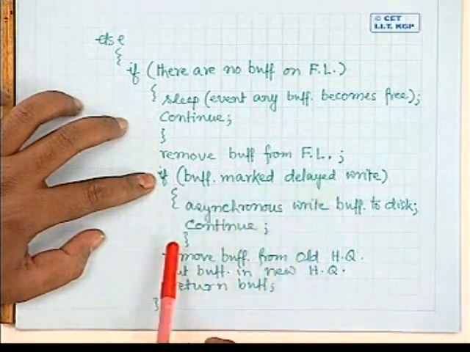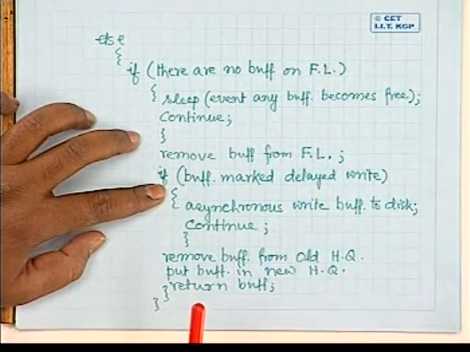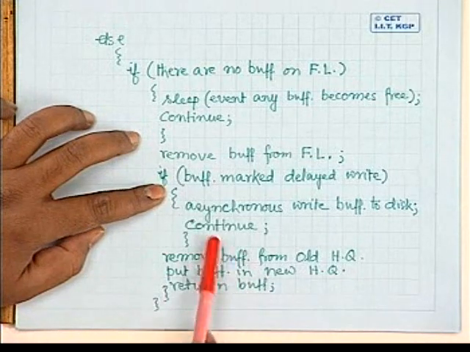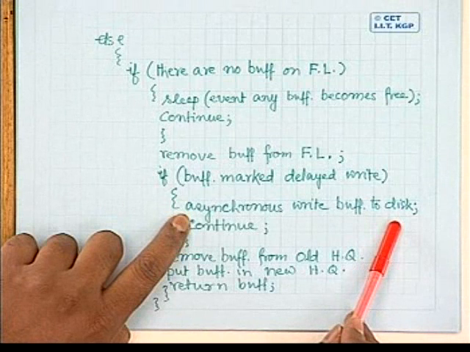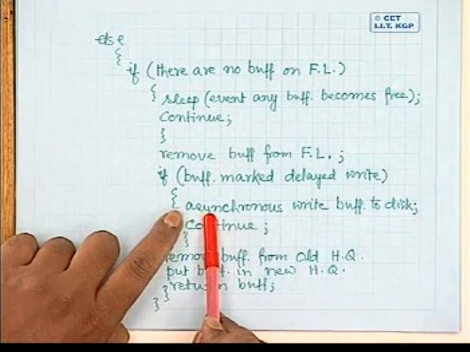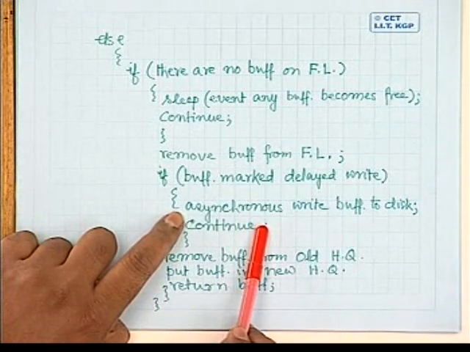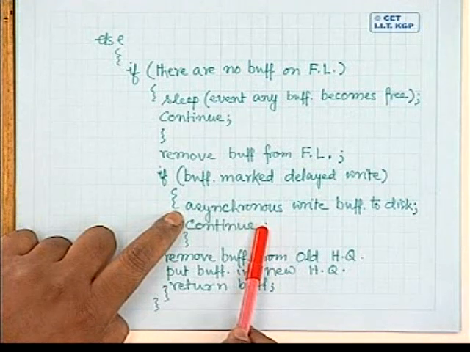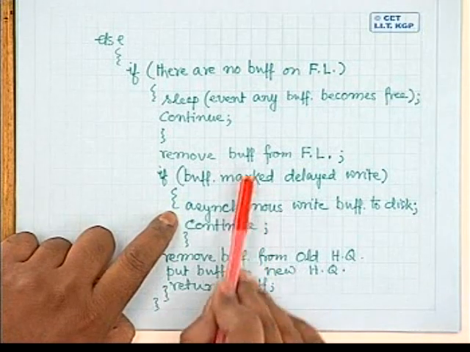If it is marked as delayed write, then we have to write the data in the buffer onto disk, and only then can the buffer be used. So what is initiated is an asynchronous write of the buffer to disk. Now there is a difference between asynchronous write and synchronous write. In case of synchronous write, the process has to wait until the write operation is complete. But in this case, the process need not wait.